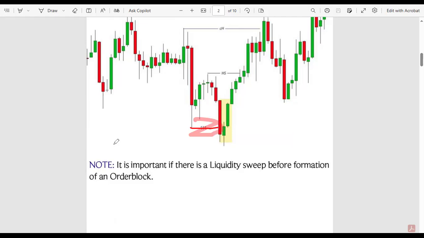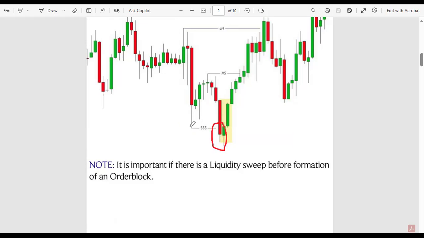Okay, make sure there is liquidity sweep, because liquidity sweep is going to give you an indication that the market has already taken out the early traders, the early buyers. Those people who are expecting to buy from this level here have already been taken out of the market by this movement.